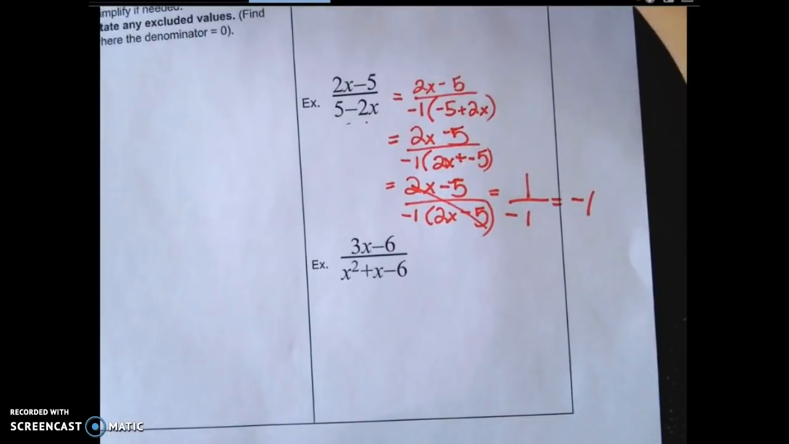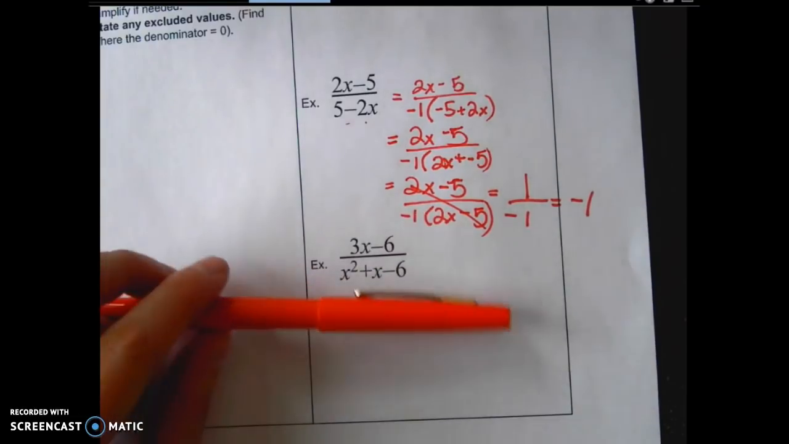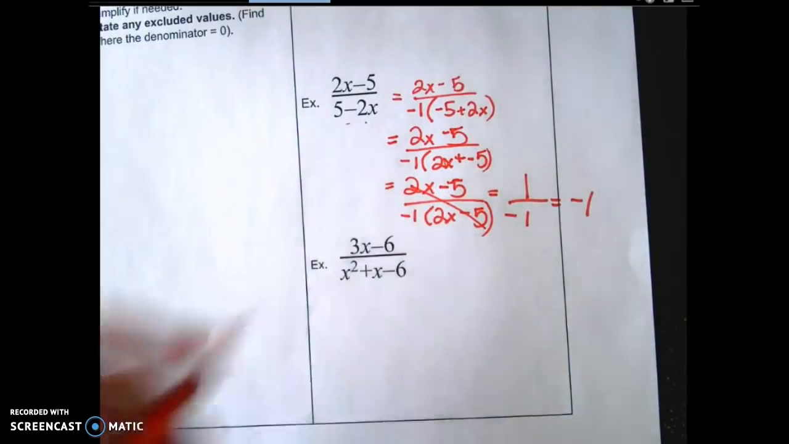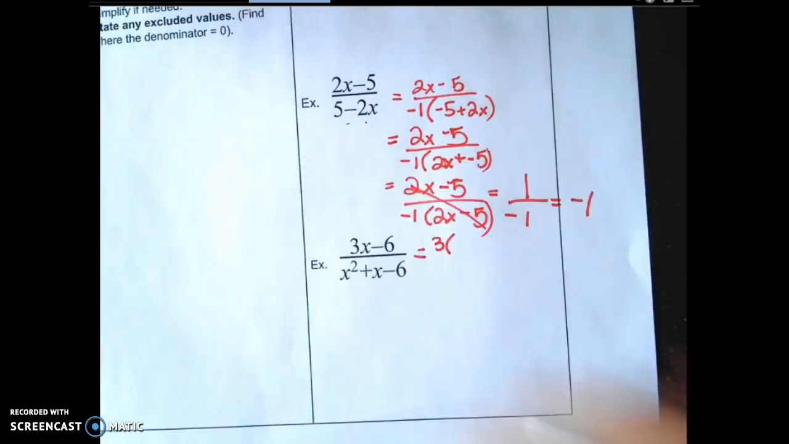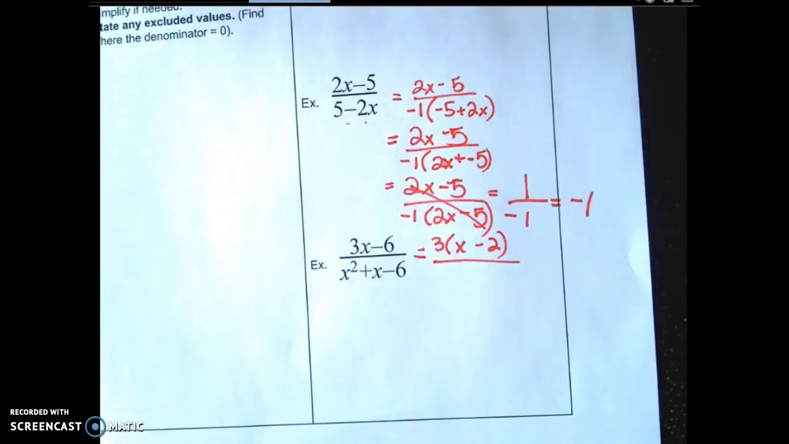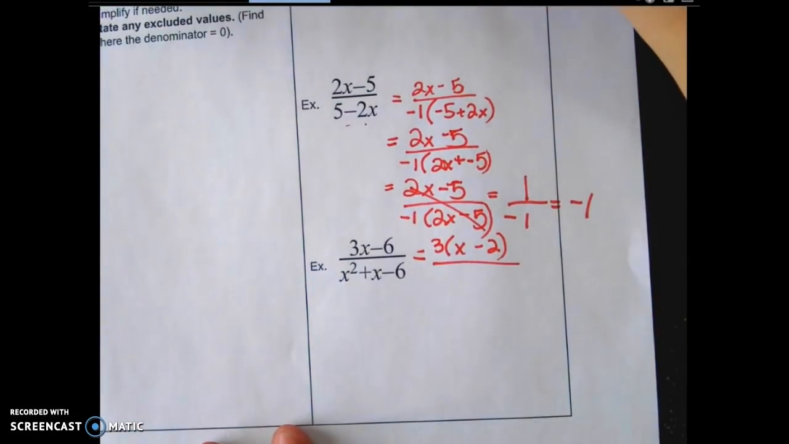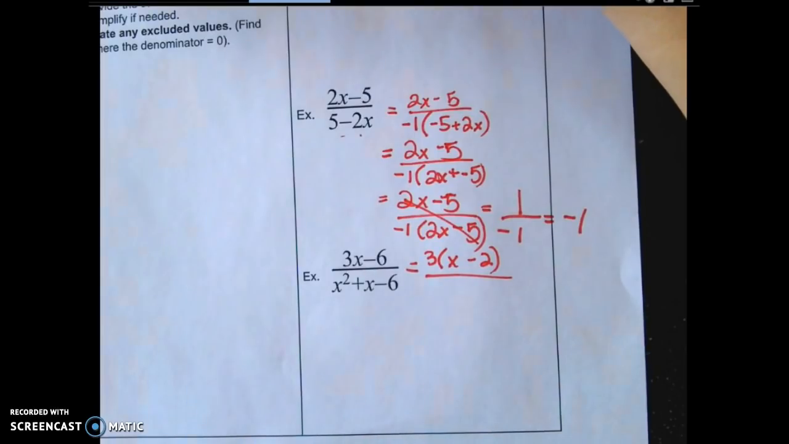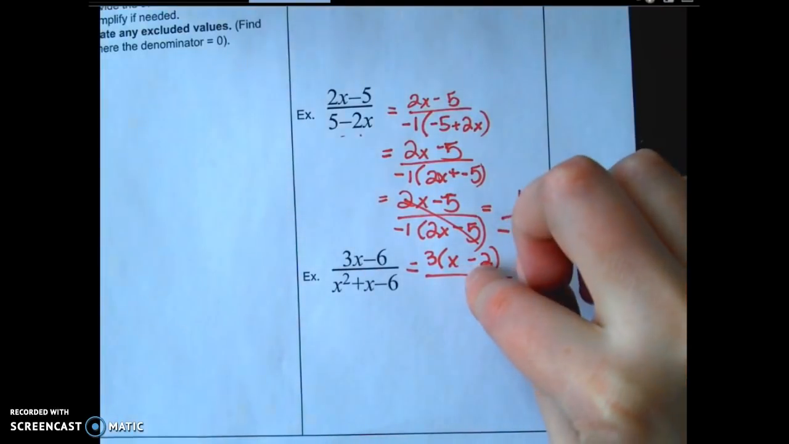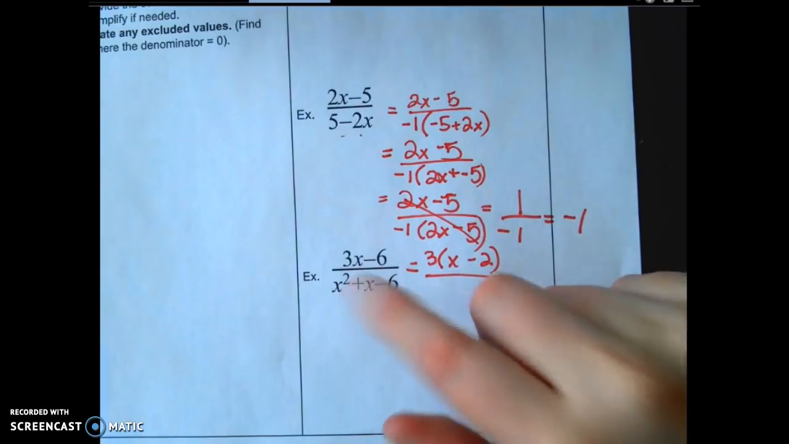So let's take a look at this one here. I have 3x minus 6 over x squared plus x minus 6. Well, the first thing I notice is that on the top there, I could pull out a 3. That would give me x minus 2. And you know what else I notice? On the bottom, that's actually a quadratic expression, right? And we really want them to be linear pieces like this so that we can cancel them out. So let's go ahead and factor this expression.